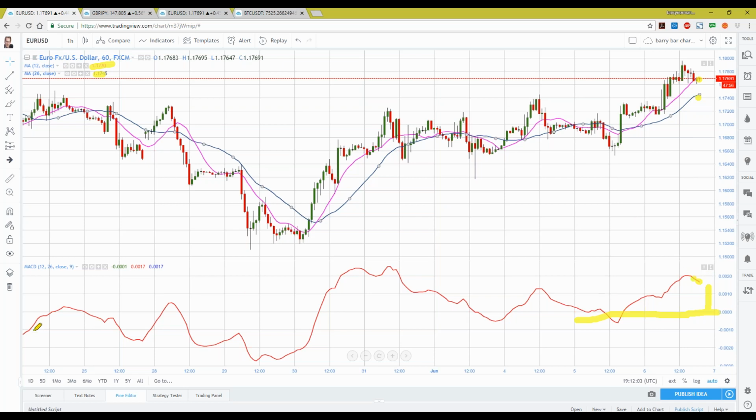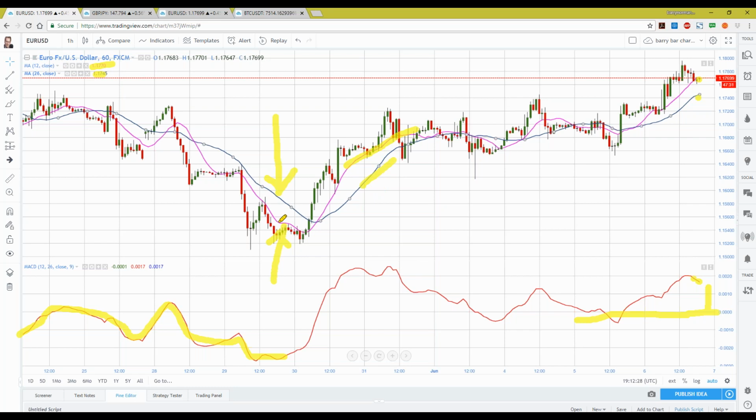And this red line that we put on here, and I've just picked red because I want to use red, is called the MACD line. The MACD line is the difference between this moving average and this moving average. It is the 12 period, which is the violet line on here, minus the 26.